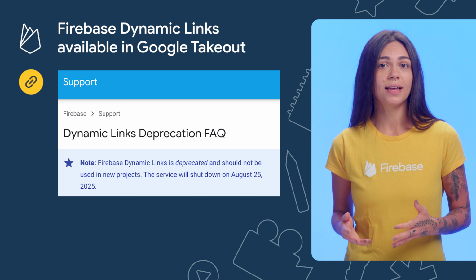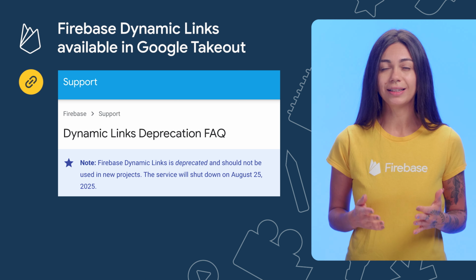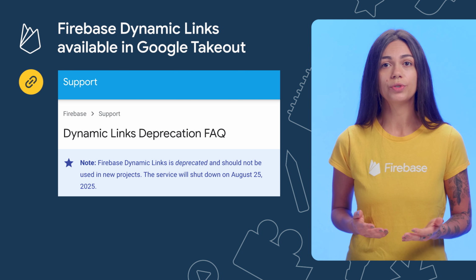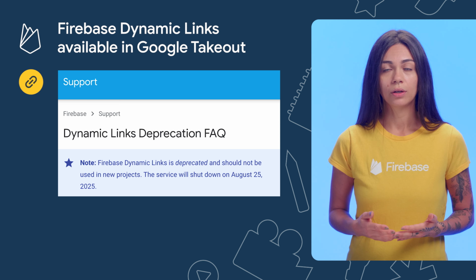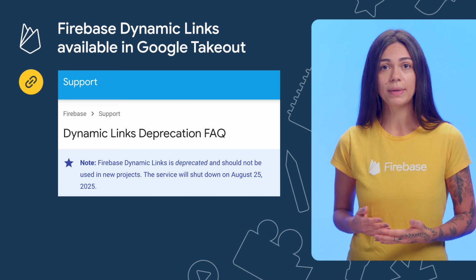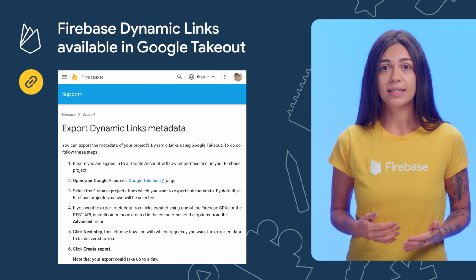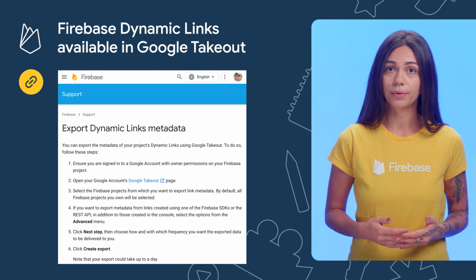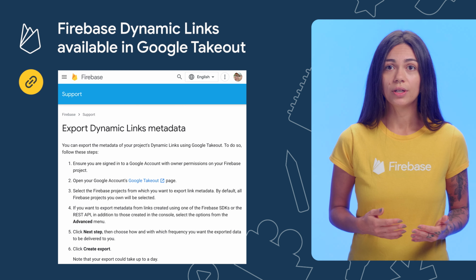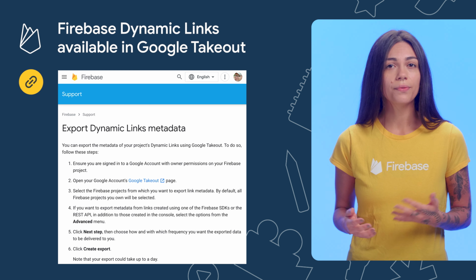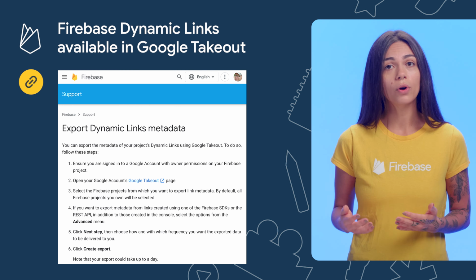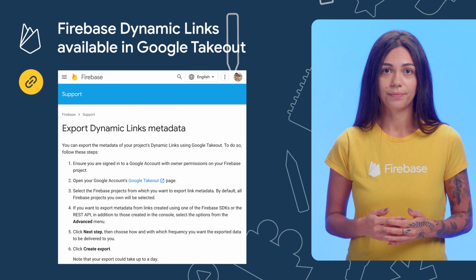If you use Firebase Dynamic Links, you should have gotten an email that this service is deprecated and will be discontinued in August 2025. To help with migrating away from Firebase Dynamic Links, we're adding tools and documentation. You can now export the metadata of your dynamic links through Google Takeout. Just go to the Takeout page, select your Firebase projects, check a few options, and you get one or more CSV files with all the metadata.